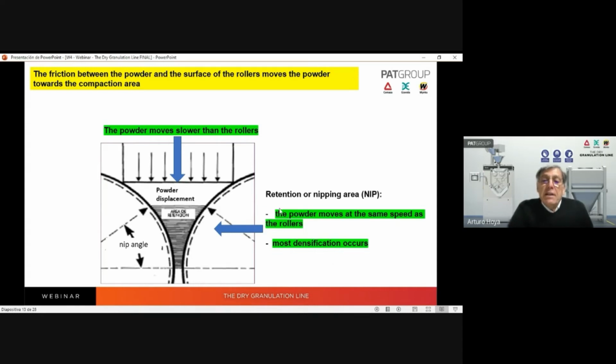This is the nip area, and we can change the conditions of the feeding and the roller speed in order to enhance the performance of this process of compaction.